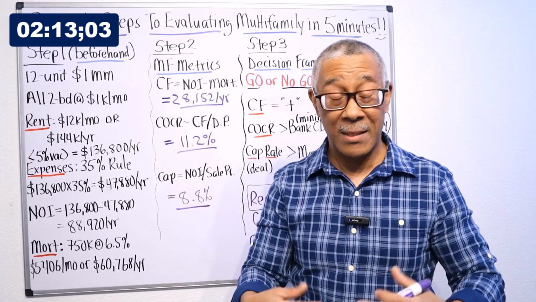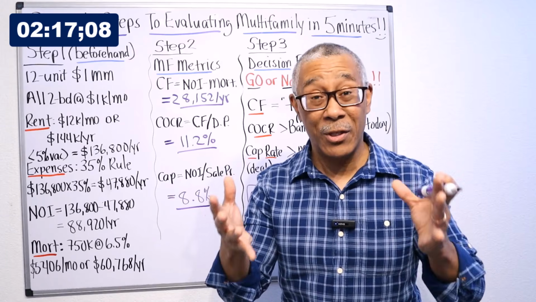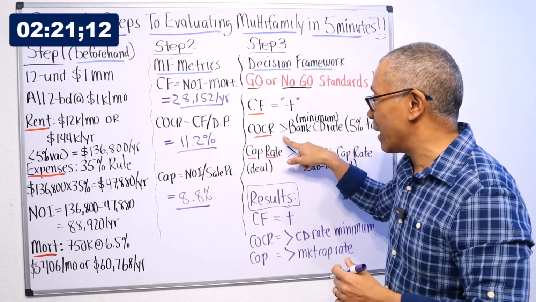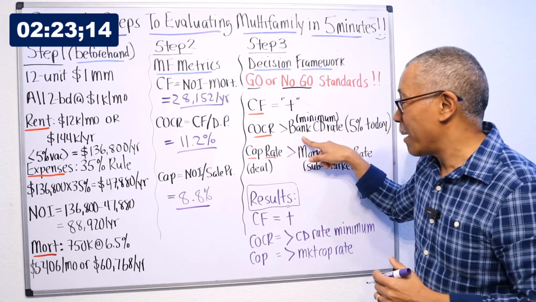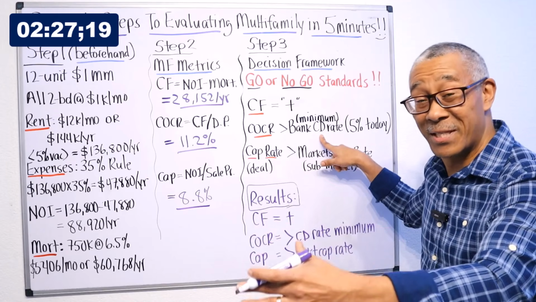Would it be 5%, 10%, 3%, 2%? What is it? I'm going to help you by giving you a standard. I'm going to give you a low. You want at least a minimum better than what you can get at the bank if you were to put your money into a CD.